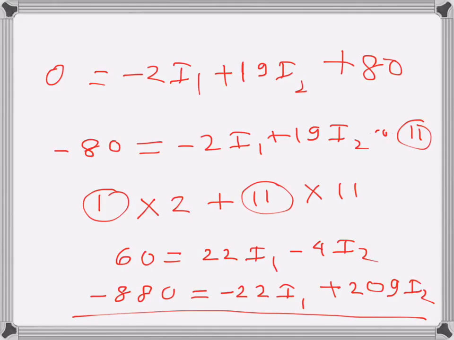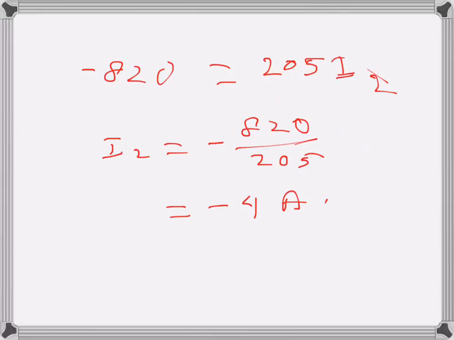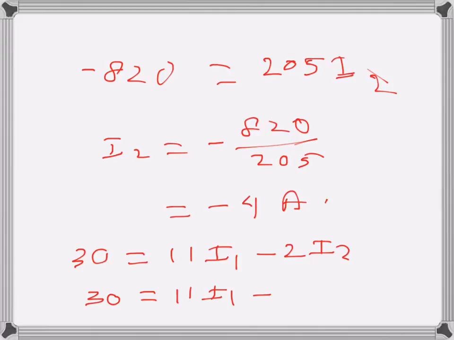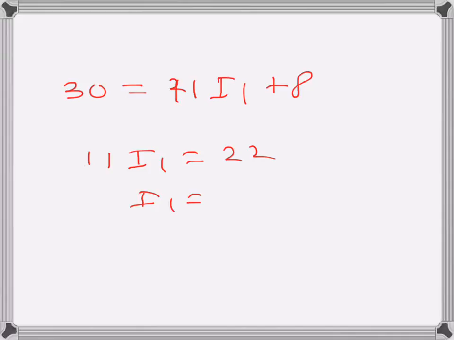So I already have I2. Now I need to get I1. I can use one of the equations. Let's do the first one. 30 equals 11 I1 minus 2 I2. So that becomes 30 equals 11 I1 minus 2 times minus 4, so that will be plus 8 here. So 11 I1 is equal to 30 minus 8, which is 22, so I1 is equal to 2 amps. So we have both I1 and I2.